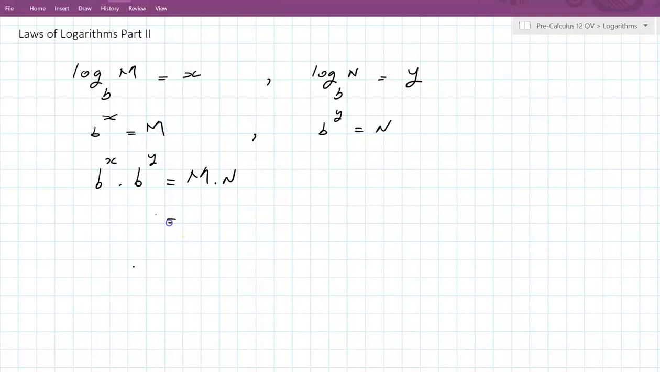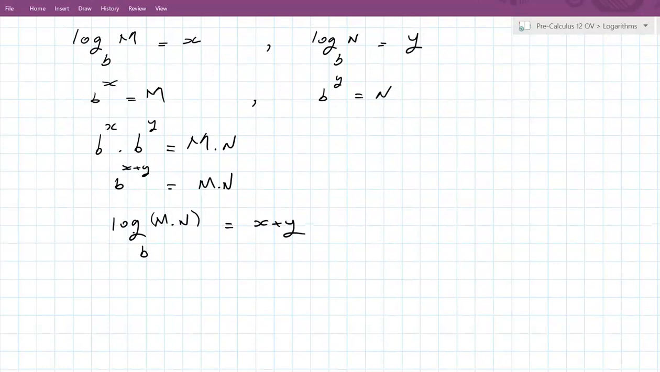Excellent. What is that? Well, the exponent law says we add the exponents, so that is b to the x plus y equal to m times n. Let's change that to logarithmic form. So logarithmic form says log base b, and remember x plus y will be the value of the log, and mn, m times n, is the argument. So what was x? What was y? Well, x was log of m base b, and y was log of n base b.